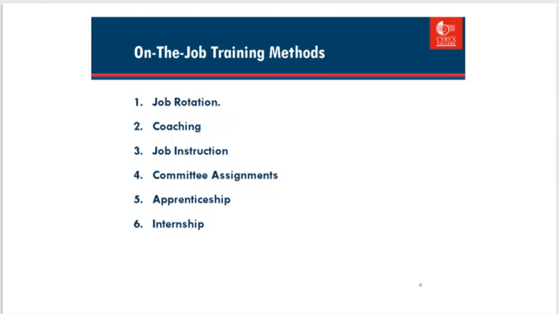On-the-job training methods. First, job rotation. This type of training involves the movement of the trainee from one job to another. The trainee receives job knowledge and gains experience from his supervisor or trainer in each of the different job assignments.